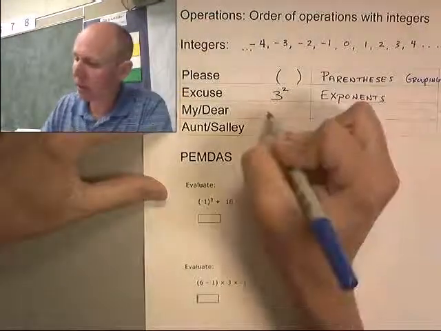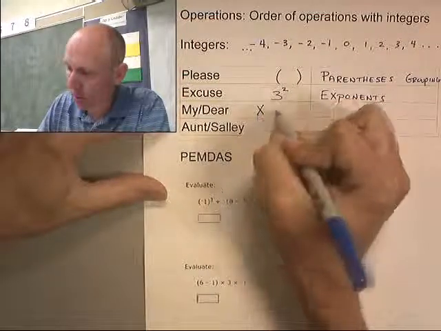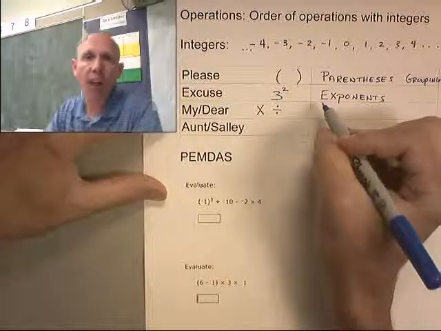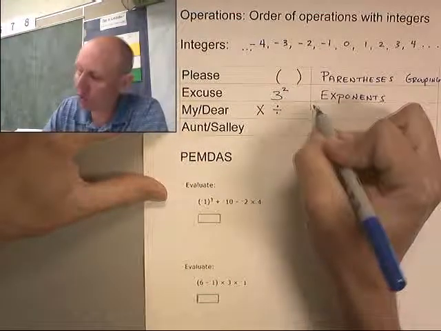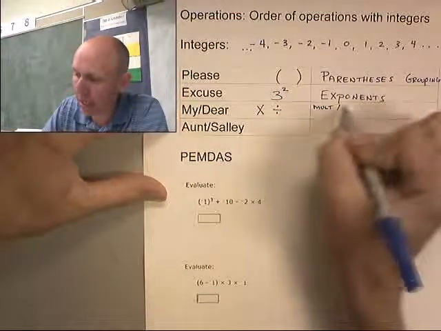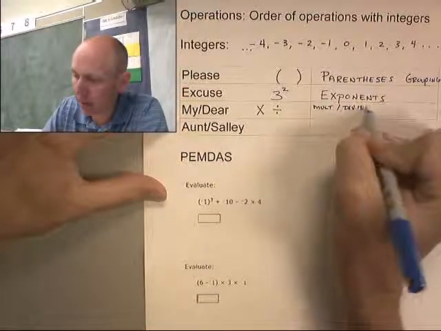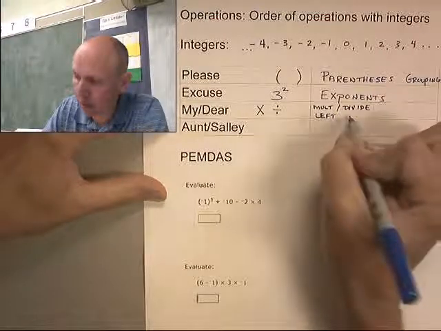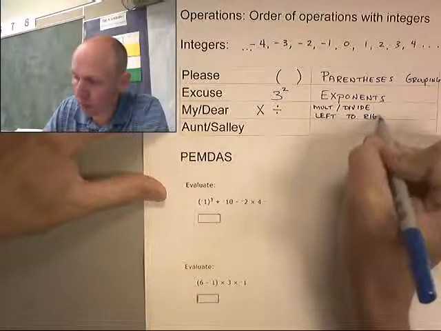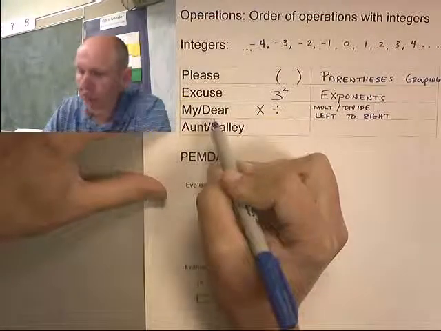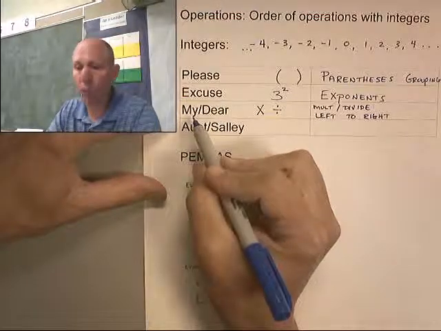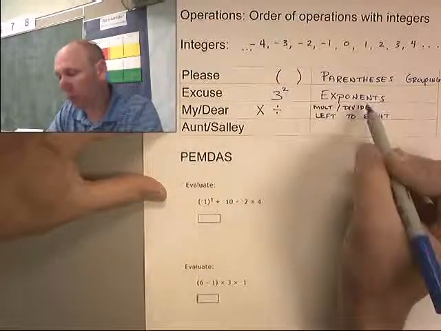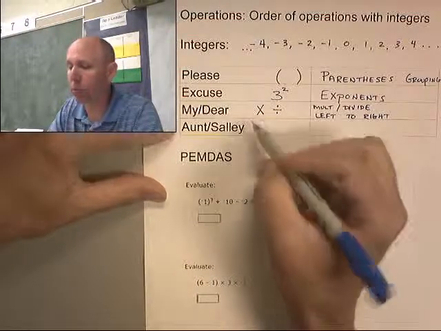My dear, this stands for multiplication and division. It is done all at the same time from left to right. Multiply, divide, left to right. So if you come to a division before you come to a multiplication, do that division first. Just go left to right across the problem.